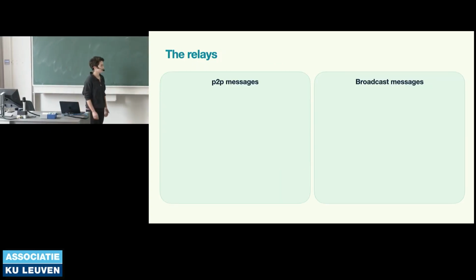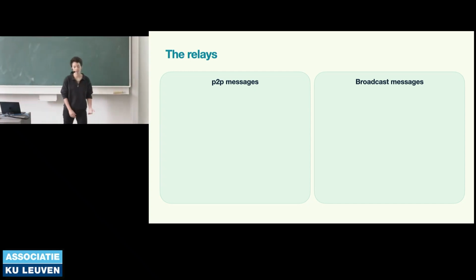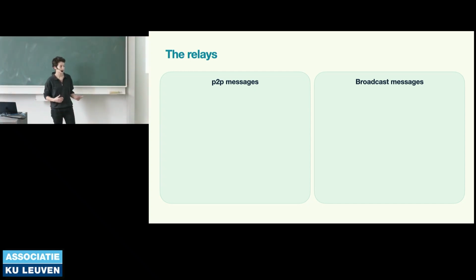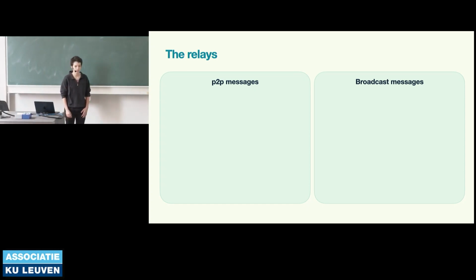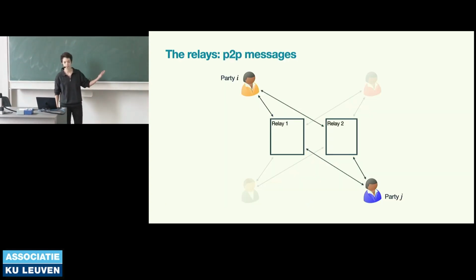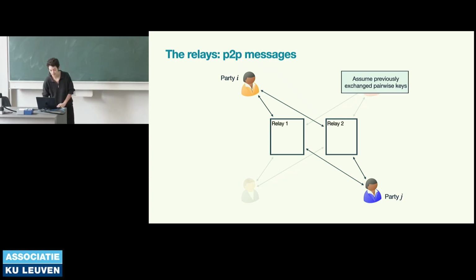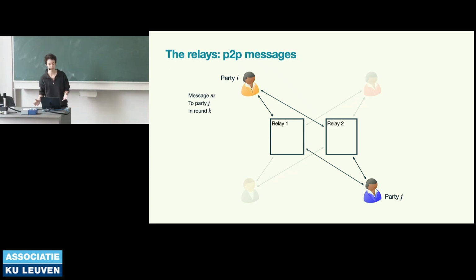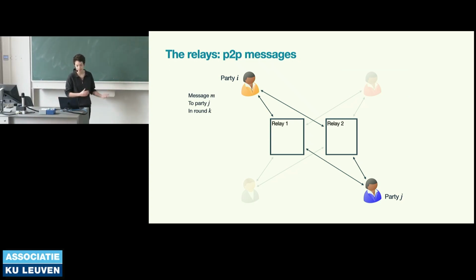Then the next building block is the relays. And the relays allow us to send two types of messages. We can have both point-to-point messages and broadcast messages. So first, let's look at the point-to-point messages. So let's say there's a party I who wants to send a message to party J. And here I will assume there's a previously exchanged set of pairwise keys. But in the paper, we explain how to do key exchange.